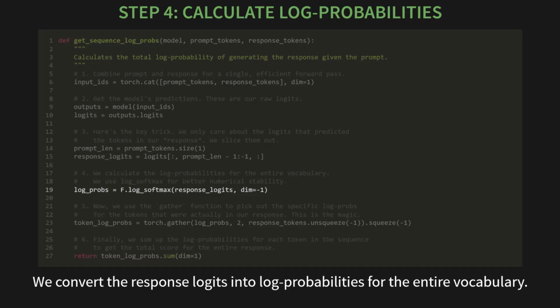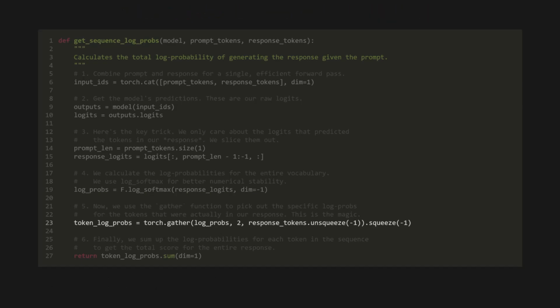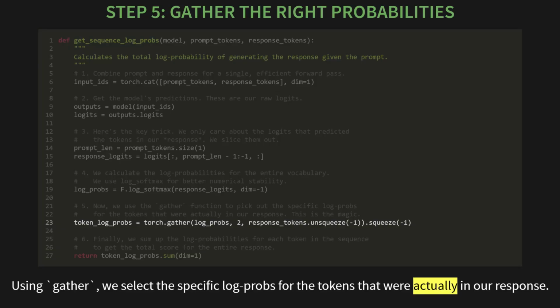We use F.log_softmax for this. Using log softmax directly is much more numerically stable than doing softmax and then taking the log. It's a nice pro tip. Step 5. Gather the right probabilities. This is where the magic happens. We use a powerful function called torch.gather.